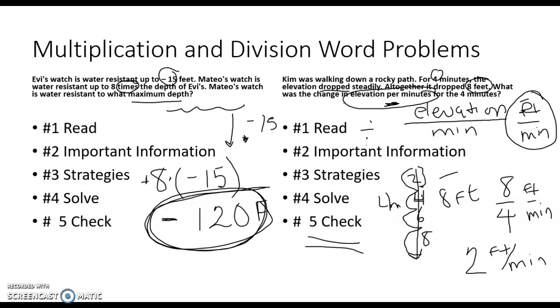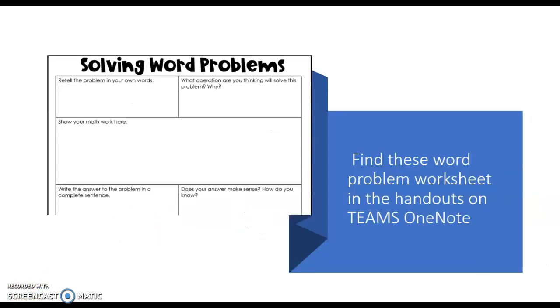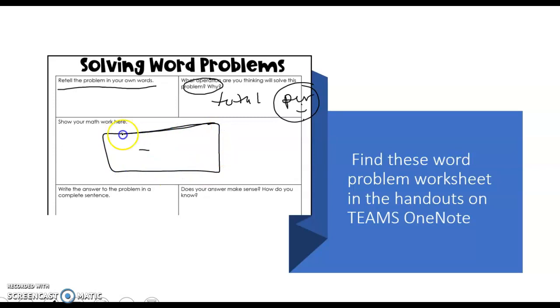There is a little strategy pamphlet that I will put in the handouts that you could also use that will help. Retell the words in your own problem. You heard me doing that. Think about the operations and what you're going to do to solve it. Does it say total? You're going to add. Does it say the word per? It probably means you're dividing somewhere. Show your work. If this helps you, you can use this. You'll find it in the handouts on Teams. Write your answer in a complete sentence and then always ask, does it make sense?